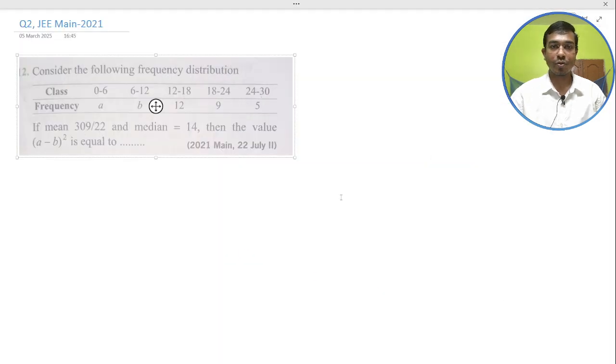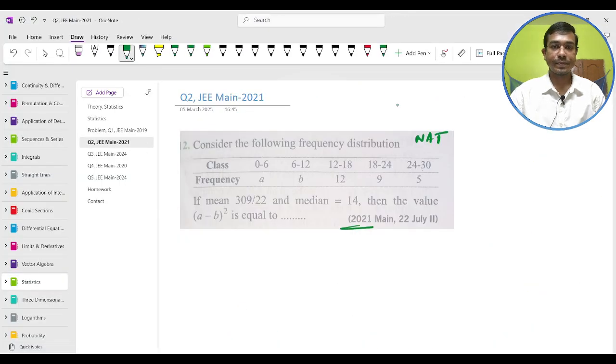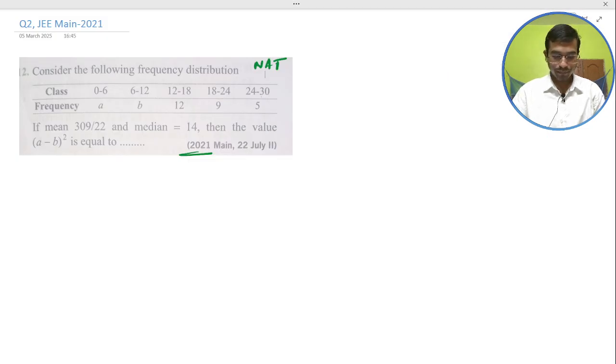Next problem. Question number 2. JEE Main 2021. Consider the following frequency distribution. If the mean is 309 by 22 and the median is 14, then the value of (a minus b) whole square is equal to what? Okay. This is basically the NAT, numerical answer type. The first one was the MCQ. Let us solve.